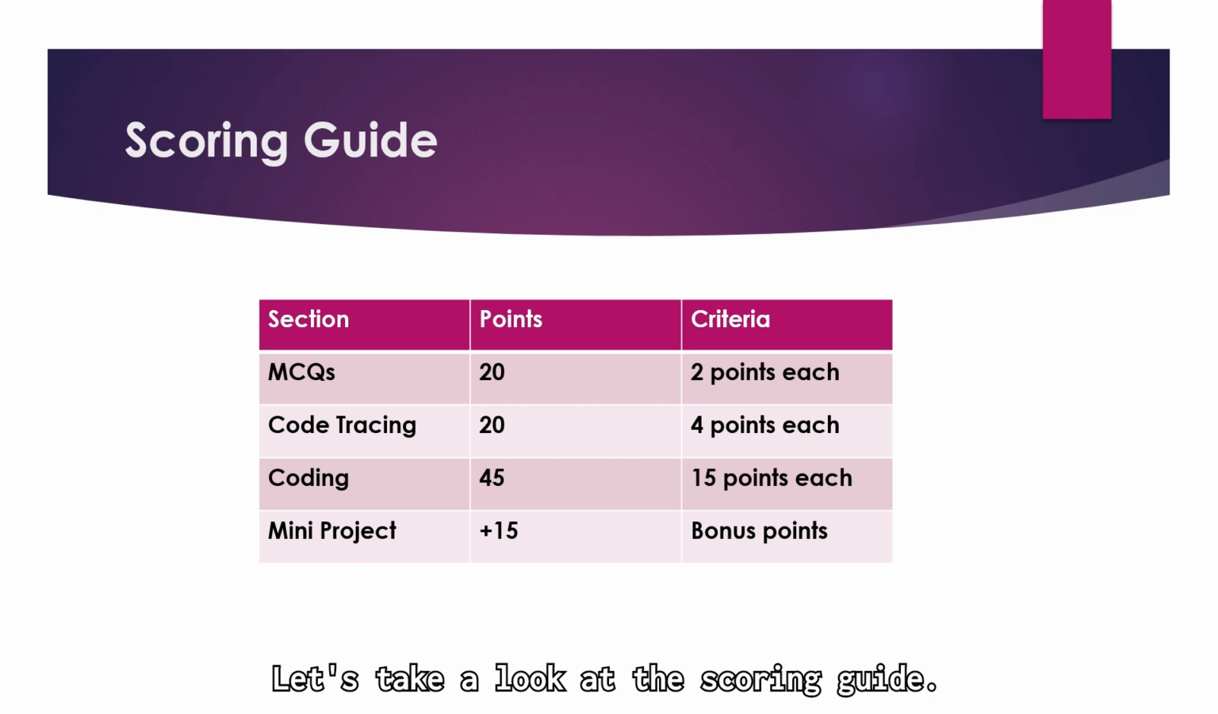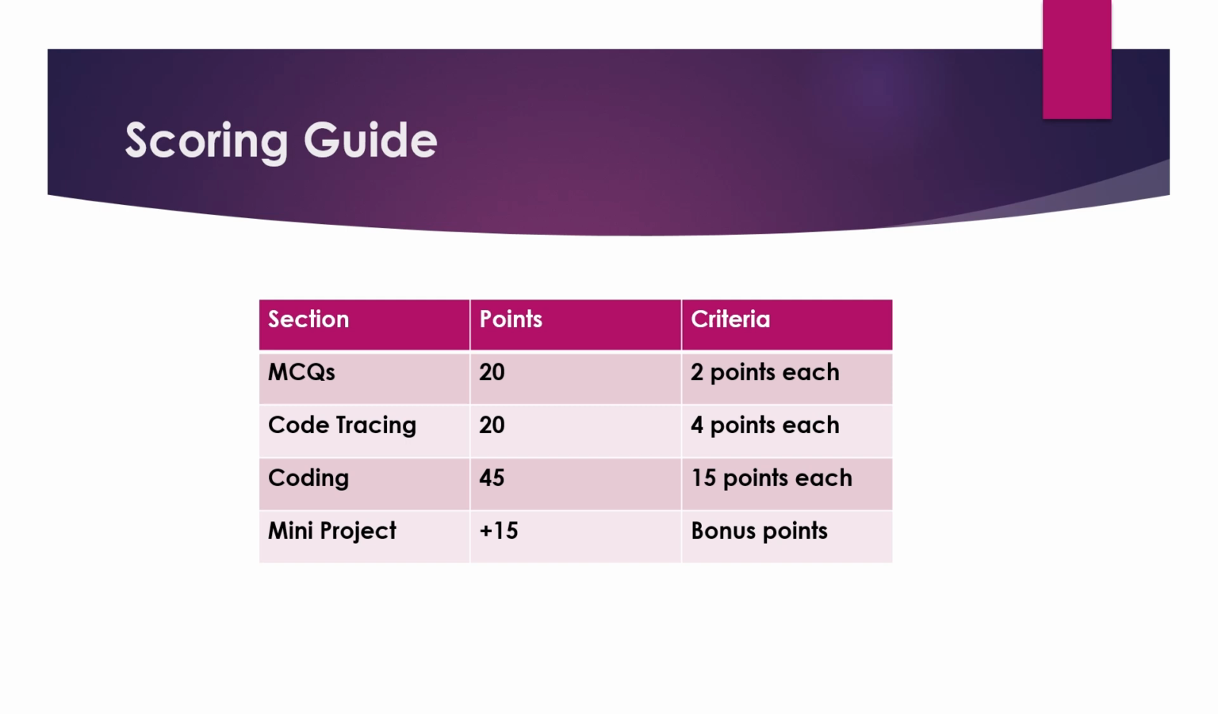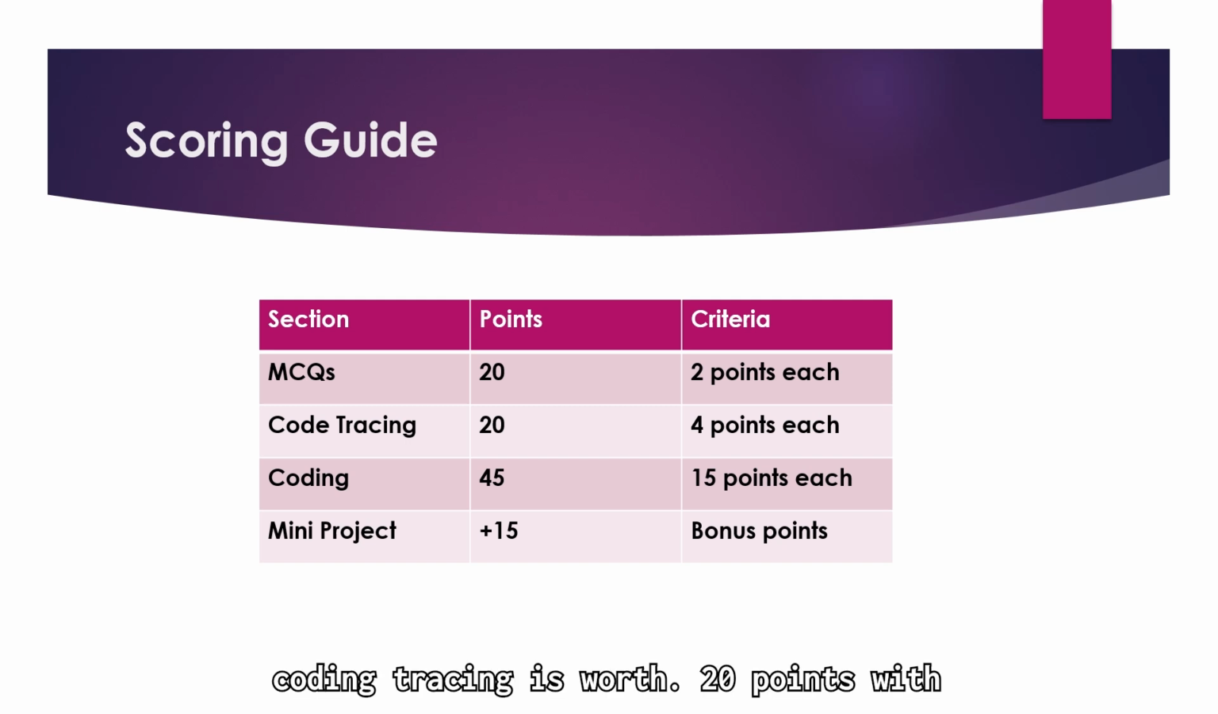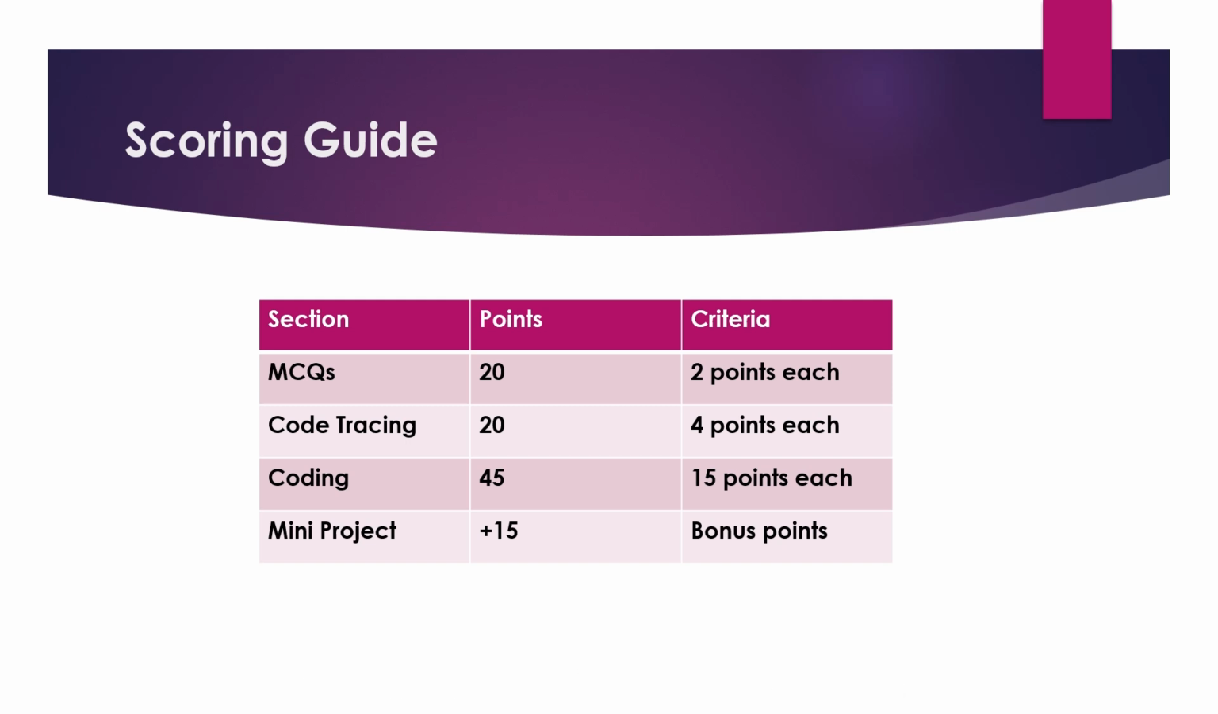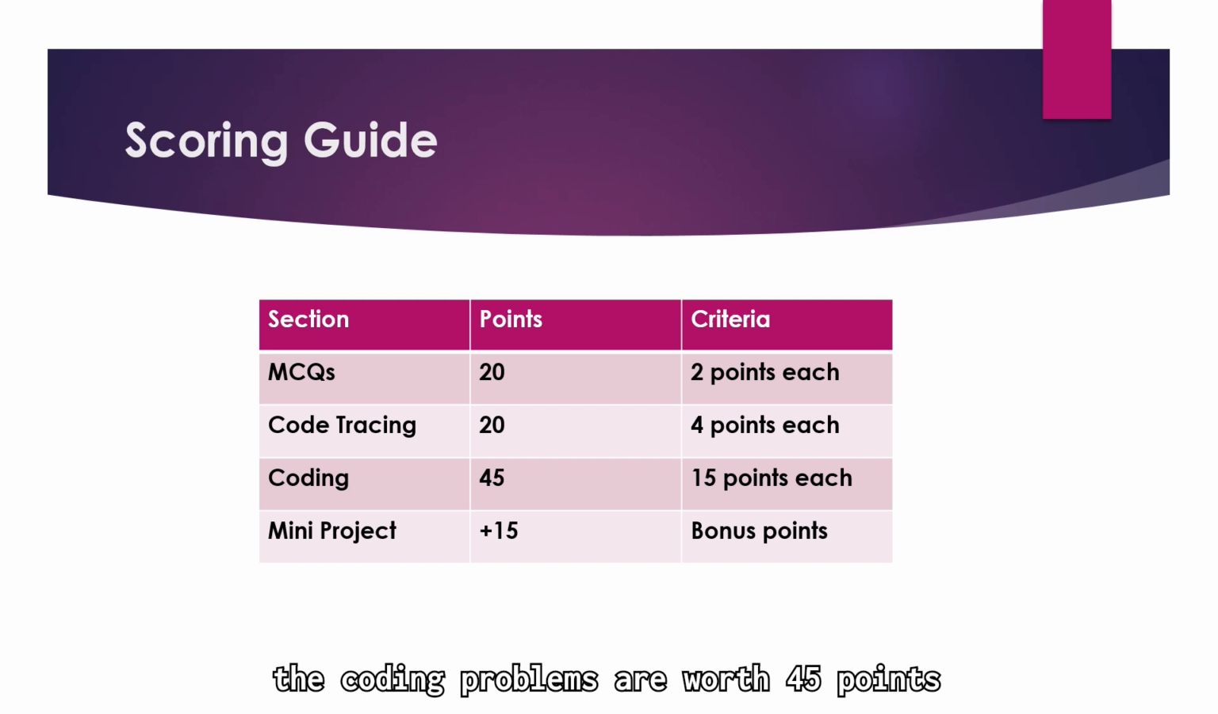Let's take a look at the scoring guide. In Part A, MCQ is worth 20 points with 2 points per question. In Part B, code tracing is worth 20 points with 4 points per problem. In Part C, the coding problems are worth 45 points with 15 points per challenge. Part D is worth an additional 15 points for extra credit. Altogether, you can earn up to 100 points in this assessment.